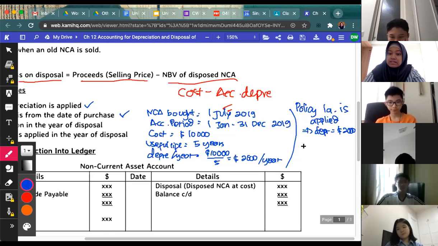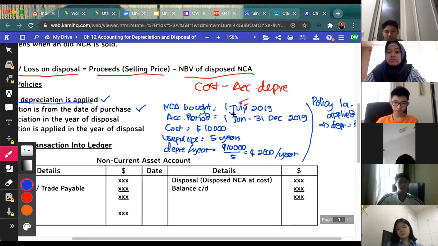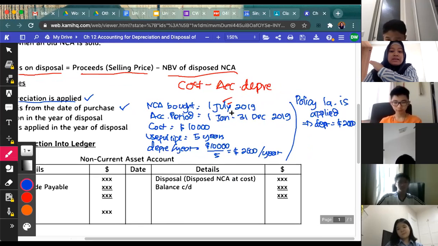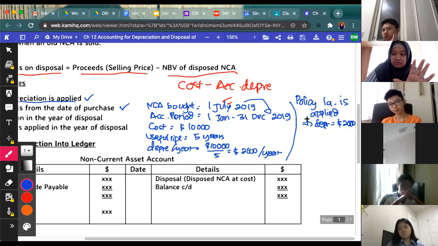Why is it still 2,000? Because it said full year depreciation is applied. So no matter when did you purchase that NCA, it will be depreciated for one full year. Even though the actual month that you hold that NCA is only from July to December, which is 6 months. But if this policy 1A is applied, then it doesn't matter. You don't have to adjust it into 6 months only. Clear?